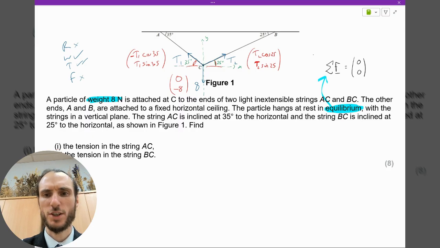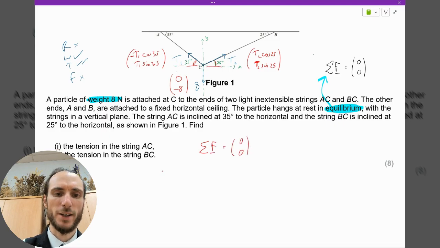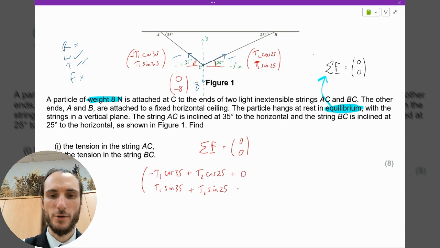We've got all the forces, so we can say now that the resultant force is equal to 0, 0 because it's in equilibrium. We can write down the resultant force. That's the sum of all forces. So minus T1 cos 35, T1 sine 35, plus T2 cos 25, and then T2 sine 25. And then we've got here a 0 and a minus 8. And that's equal to 0, 0.